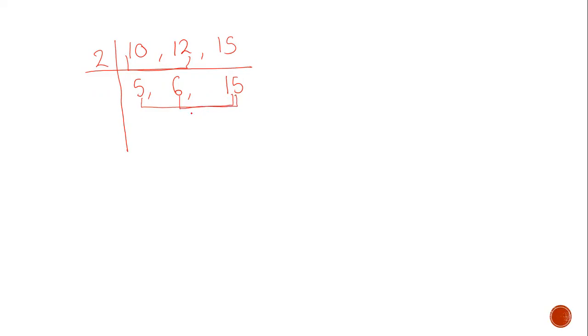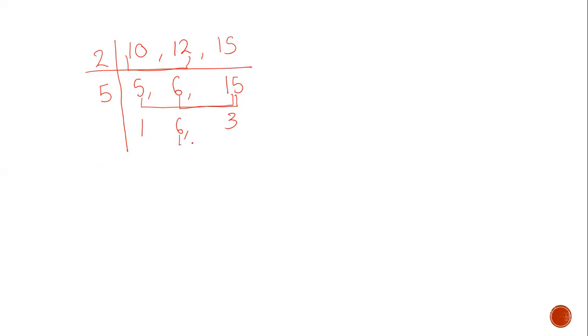I'll do 5 and 15. So 5 divided by 5 is 1. 6 can't go into 5, so we keep the 6. 15 divided by 5 is 3. So we're left with 1. We can ignore the 1.